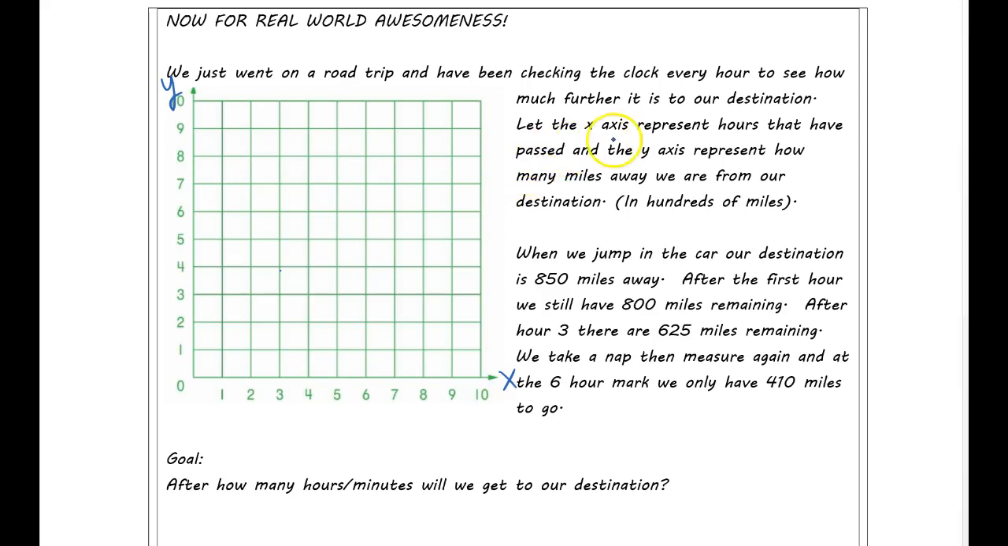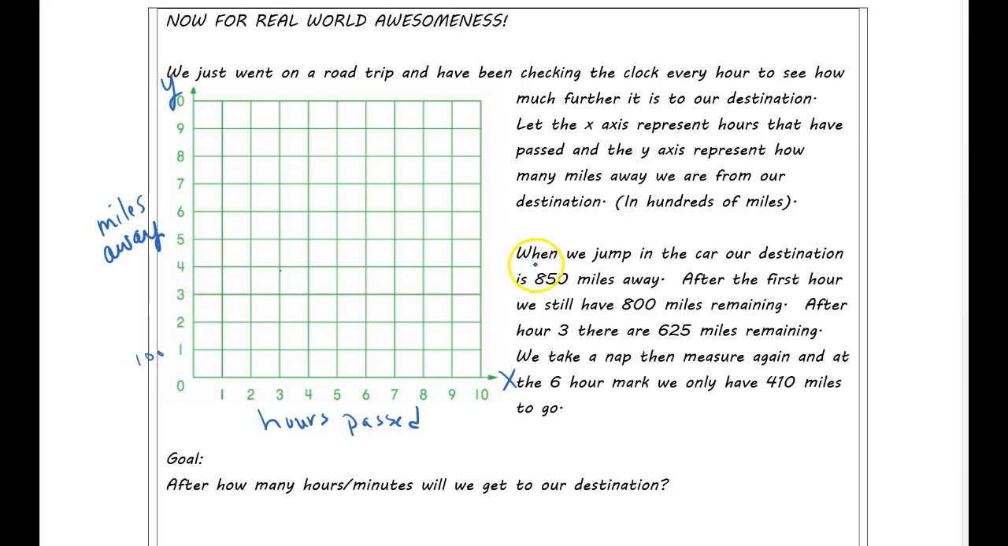So it says, let the x-axis represent hours that have passed. So down here, I'm going to write hours passed, so these are hours that have gone by, and the y-axis represents how many miles away we are, okay? So I'm going to put miles away. I'm just literally writing what it told me to write, okay? And then it says in hundreds of miles. So what that means is this 1 would really be like a 100, that would be a 200, 300, 400, so kind of keep that in mind, okay?